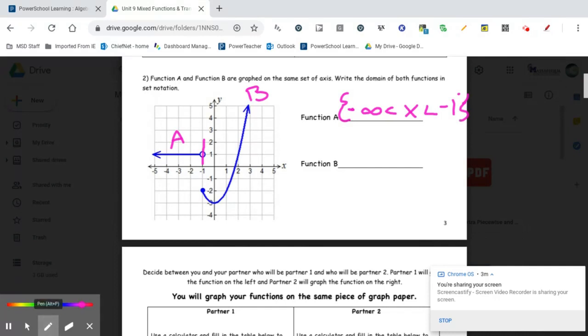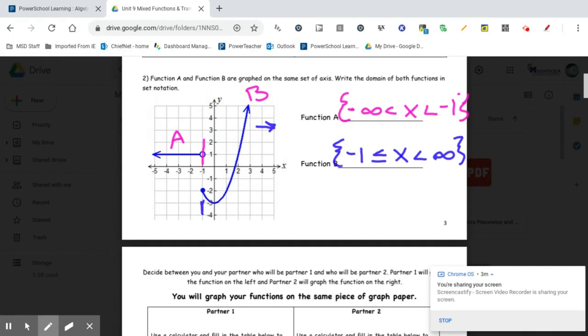Function B, I'll use a different color just to spice it up. We start at -1 as the first number, and then even though the arrow is pointing upward, we also know it's infinitely going toward the right side. So the x value of -1, now this time it's going to be less than or equal to because of that solid circle. Before we had the open circle where we just had the less than, but because now it's a closed circle, we're going to have the less than or equal to, and then it goes all the way to the right, so less than infinity. Close it up with your set brackets.